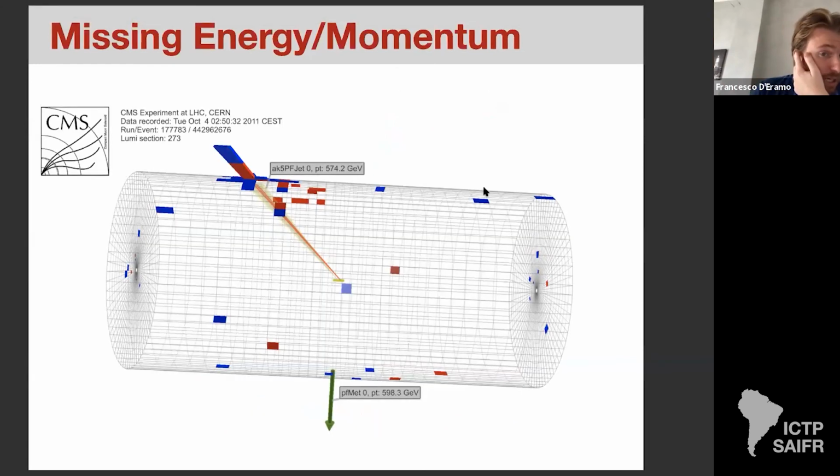Now there is a picture from the CMS. This is an actual event where you have a jet with a large PT. PT is the projection of the momentum on the transverse plane. And so you have a PT which is missing in this direction here. Okay, so you reconstruct this event.